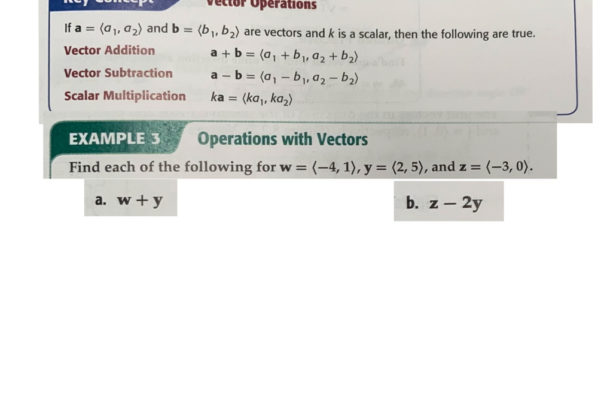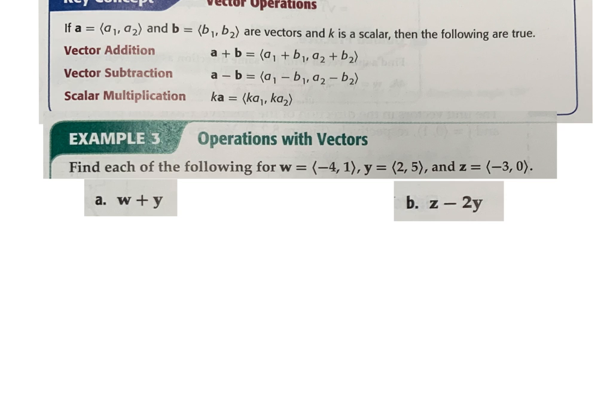This is pretty straightforward. If you have two vectors, and k is a scalar, then the following are true. You can add the two vectors, you can subtract the two vectors, and you can multiply a vector by a scalar. We're not going to spend a lot of time here because this is almost like matrices. It's almost the same concept, right, as a matrix. We have w and y. They're bold, lowercase. That means we have two vectors.